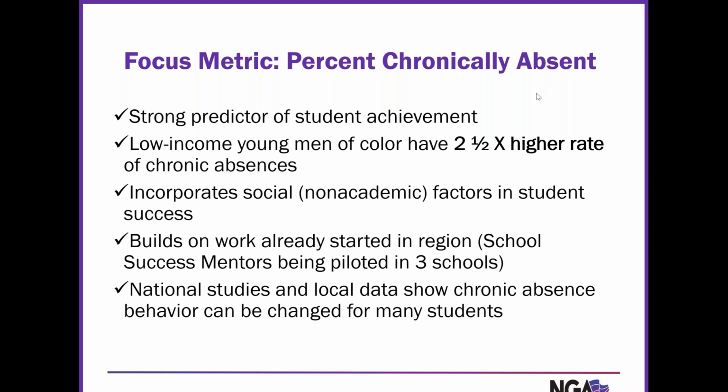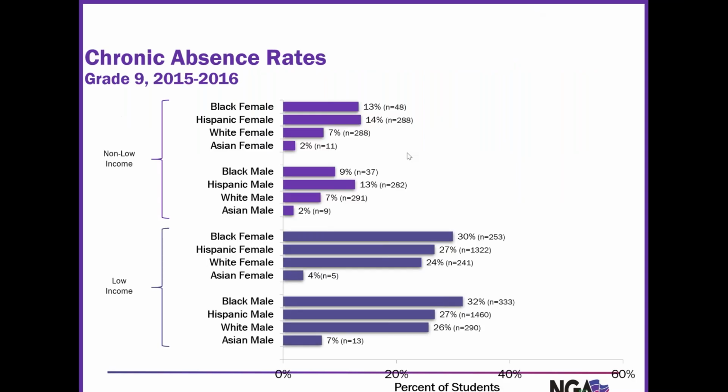And so we built a pilot using the school success mentors to pilot in schools here in Central Texas to understand how we could address those issues of chronic absence. And I'll show you just one data point in the next slide of the differences between different student populations. In particular, if you look at ninth grade, which is a key area of chronic absence, our low-income Black and Hispanic males had about 27 to 32% chronic absence, far higher than our non-low-income males and females both.